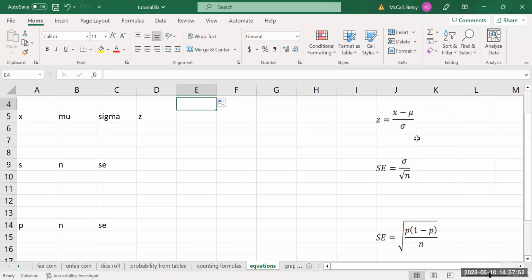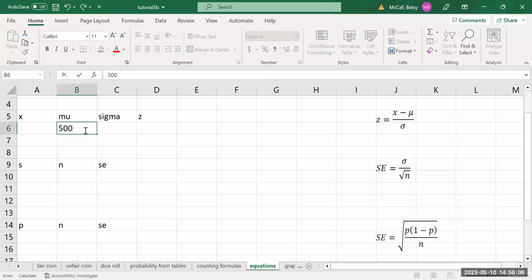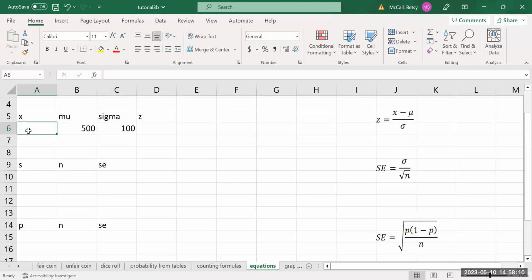Basically, this is going to tell us how many multiples of the standard deviation my value is away from the mean. So let's think about an SAT test. Typically, an SAT test has a mean of 500 and a standard deviation of 100. And let's say that you get a score of, I don't know, I had a friend once that got a 205.